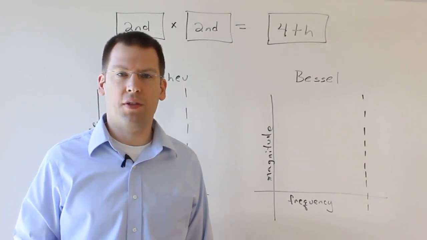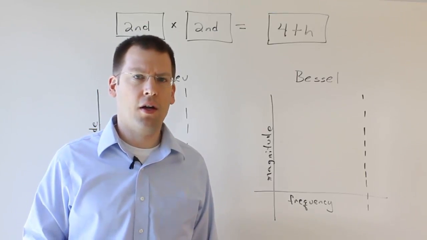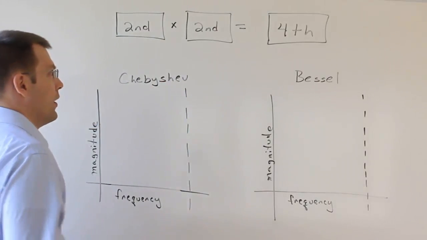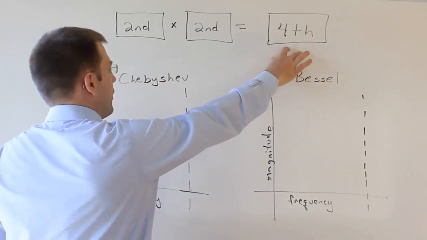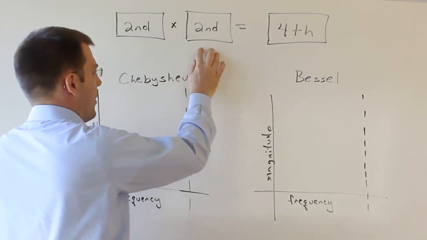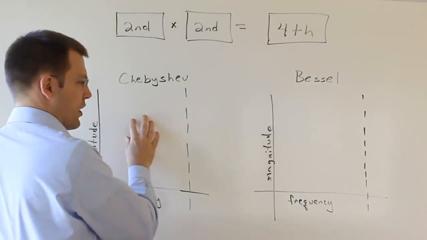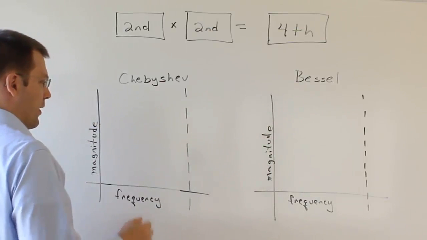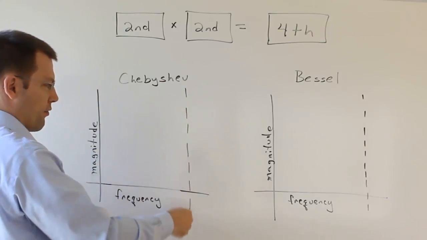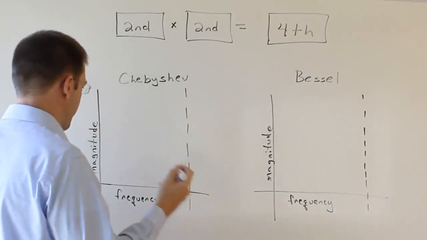So we've seen that these different filter responses have different trade-offs, but let's see if we can understand a little bit better why these trade-offs are actually occurring. In order to do this, I'm going to use an example of a 4th order filter, and a 4th order filter is created by combining 2 2nd order stages. So we're going to plot the 2nd order stages on these 2 graphs for both a Chebyshev and a Bessel, and then we're going to combine them to get the final response. What we're trying to do is get a cutoff frequency at this dotted line here. So let's do Chebyshev first.